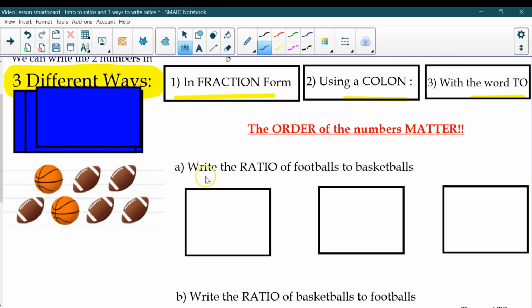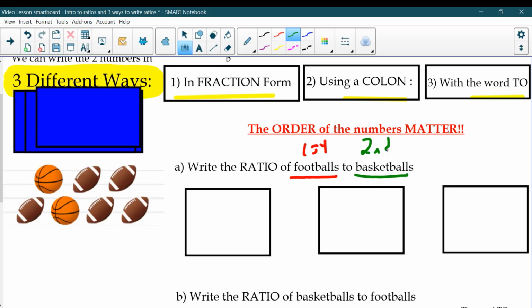The first example, write the ratio of footballs to basketballs. So looking at our picture over here, it says we want to write the ratio, and notice the order it wants us to write: the number of footballs first and then the number of basketballs. So that is what is really important. We're going to do footballs as the first number, and then basketballs will be our second number.